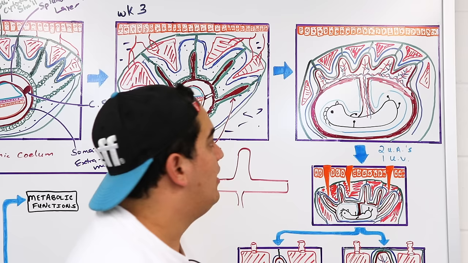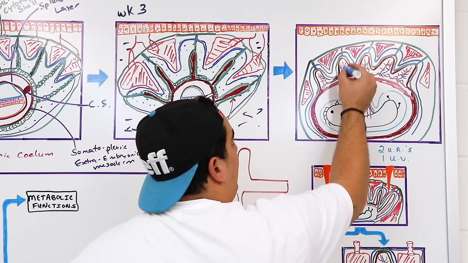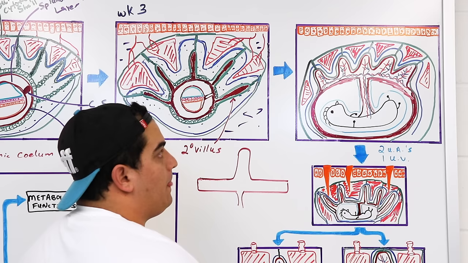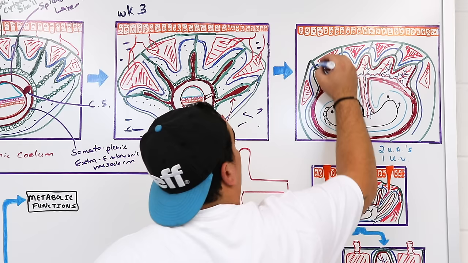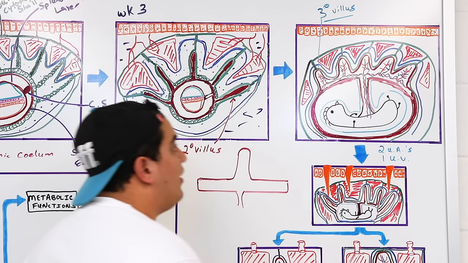Now, here's where it's really cool. The only thing that's changed here is that instead of this being all extraembryonic mesoderm, we have blood vessels within the center of it. Okay? We have blood vessels within the center of this. So these are now going to be our tertiary villus. These are tertiary chorionic villus.